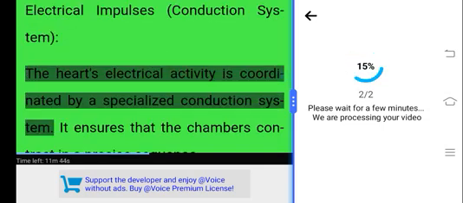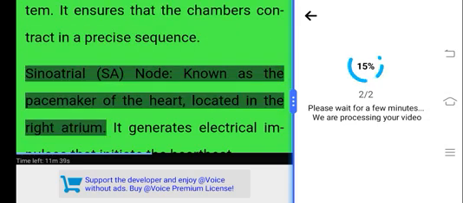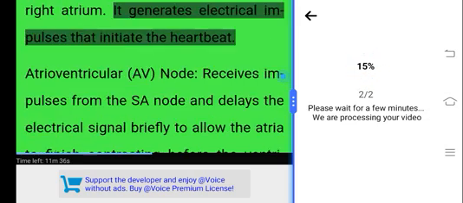Electrical impulses, conduction system. The heart's electrical activity is coordinated by a specialized conduction system. It ensures that the chambers contract in a precise sequence. Sinoatrial, SA node, known as the pacemaker of the heart, located in the right atrium. It generates electrical impulses that initiate the heartbeat.